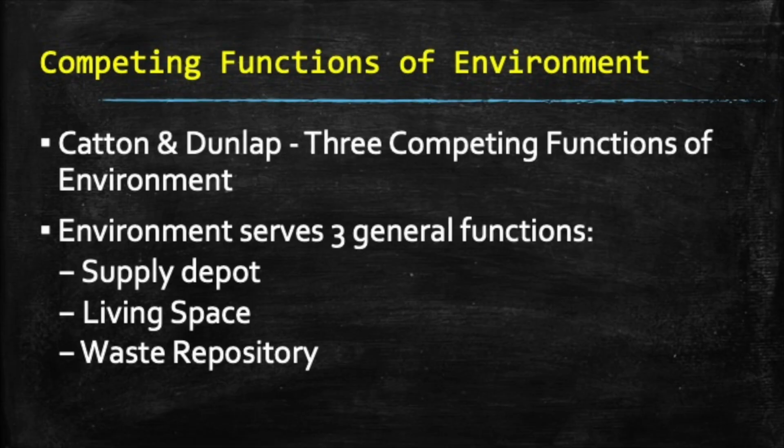Similarly, Riley Dunlap and William Catton also provide an ecological explanation to understand environmental degradation, which they term the competing functions of environment. Dunlap and Catton say that environment basically fulfills three functions. It fulfills the function of supply depot, it fulfills the function of living space, and it also fulfills the function of waste repository.